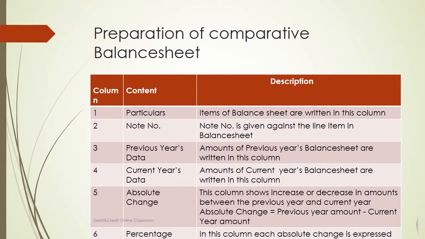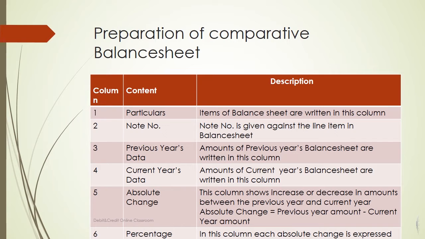Now let us see how we can prepare the comparative balance sheet. The heading should be comparative balance sheet as at the date. Suppose it is for 31st March 2014 and 31st March 2015, we will write comparative balance sheet as at 31st March 2014 and 2015. That means we are going to compare the balance sheet items for 2014 and 15.